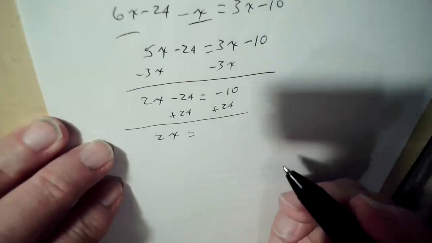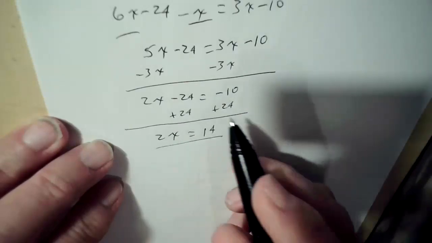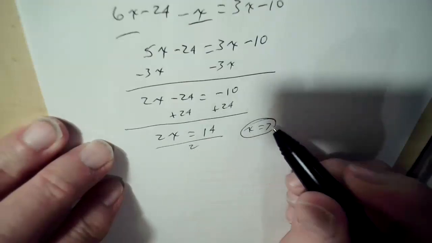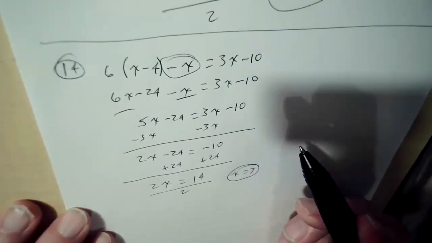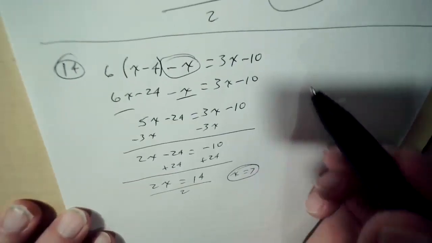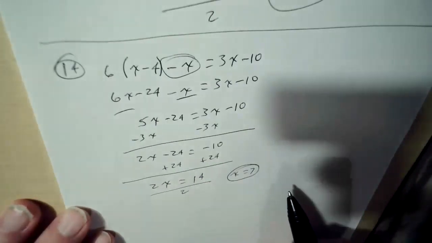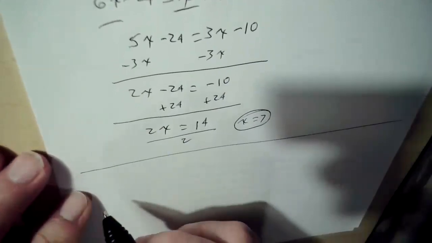Okay, so 2x is left on this side, and 24 minus 10 is 14. Divide everything by 2. X is 7. Now you can look at that problem. Look how long that thing is. Now, if you want to plug it back in to see if you're right, go ahead.